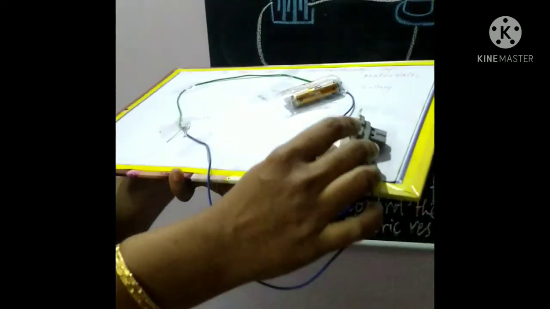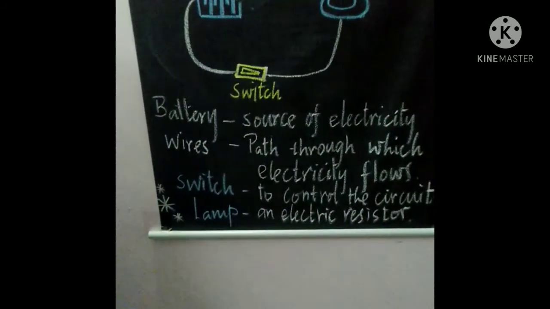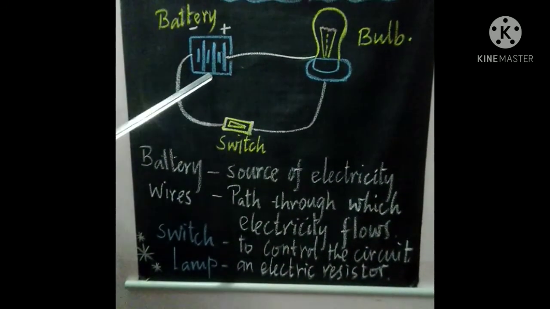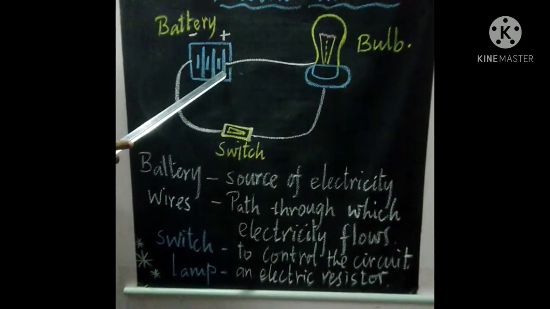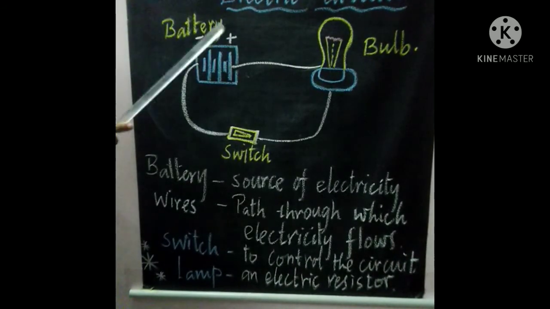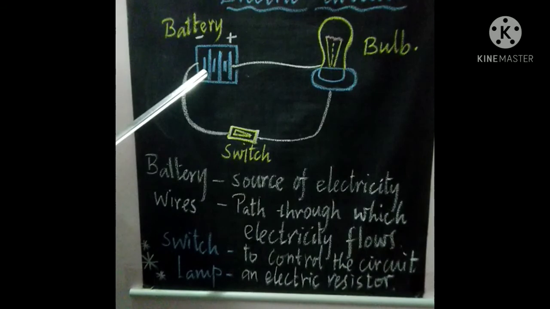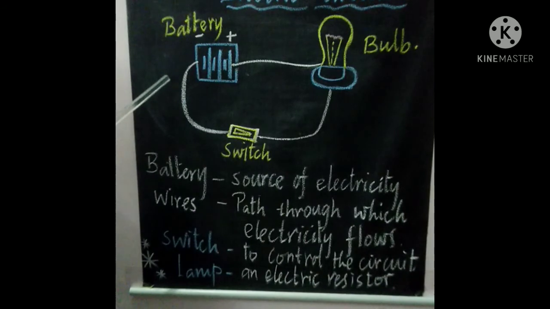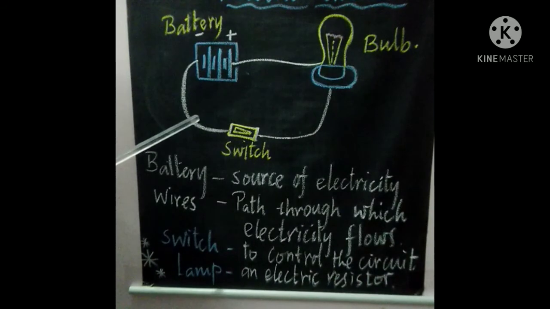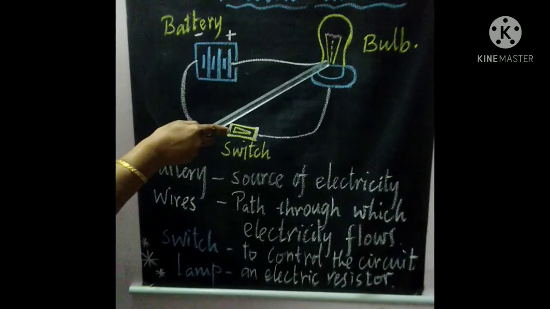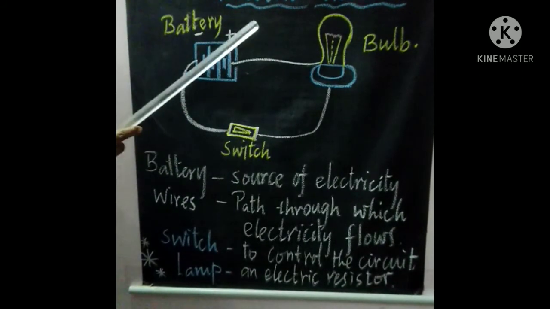Okay. Now we will see the diagrammatic representation. This is the battery. The longer line of the battery represents the positive terminal and the smaller line represents the negative terminal. The negative terminal is connected to a switch where the electrons start to flow and move on to the bulb. It enters the bulb and makes the filament glow.